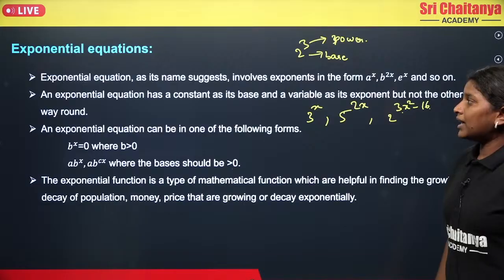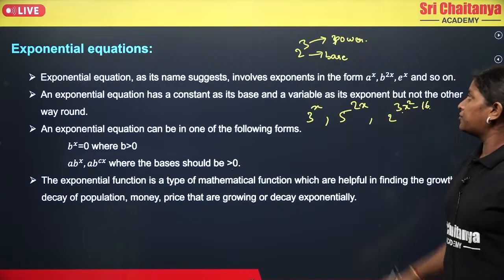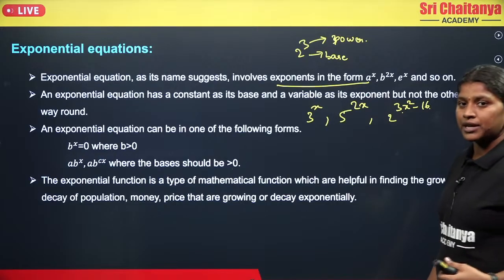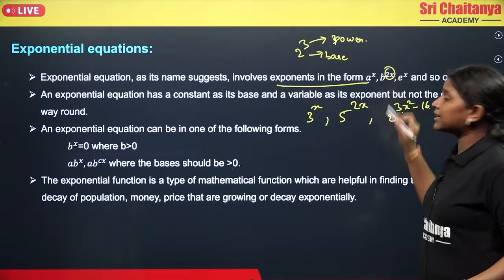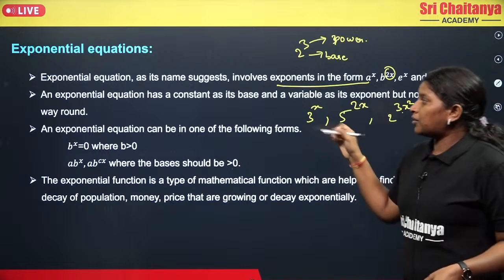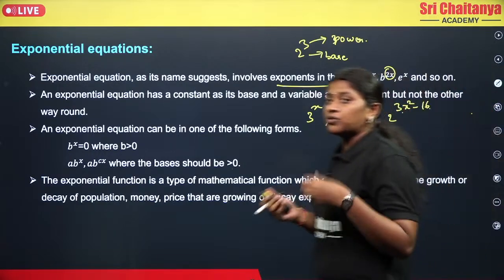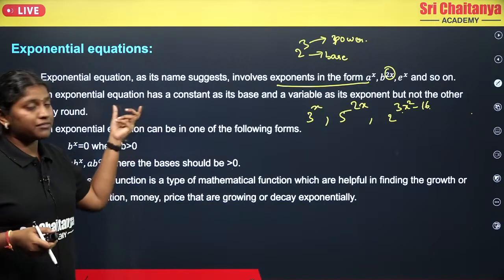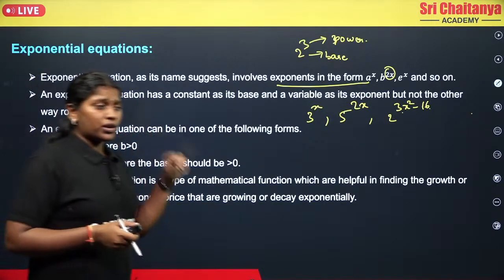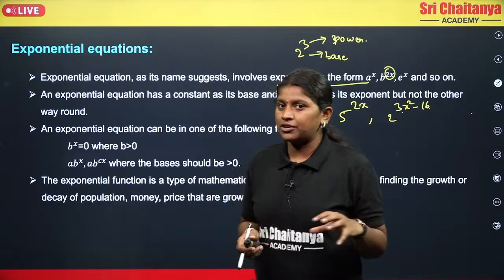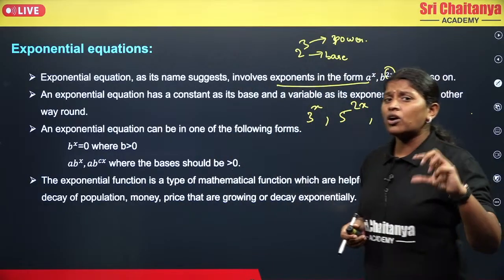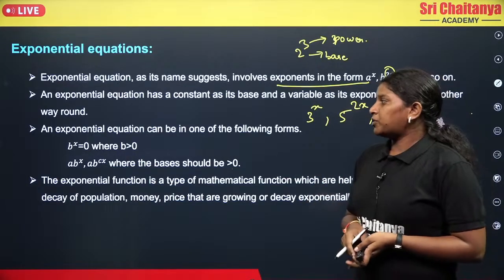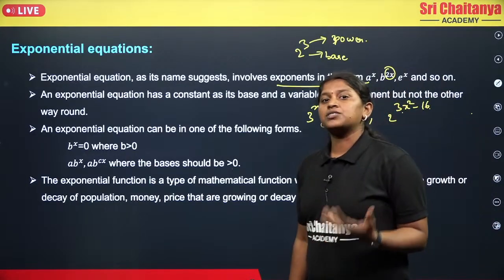Now an exponential equation, as it suggests, has exponents in the form of a to the power x and b to the power 2x, where 2x is a multiple of x, right? The equation will have a constant as the base, and in the power you will have the variable. So whatever exponent we have in exponential equations, that power will be in the variable.